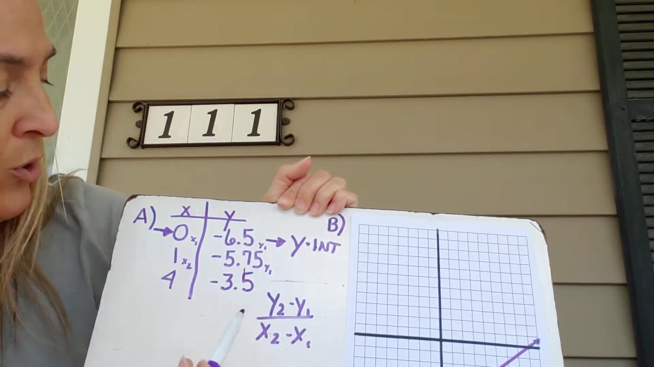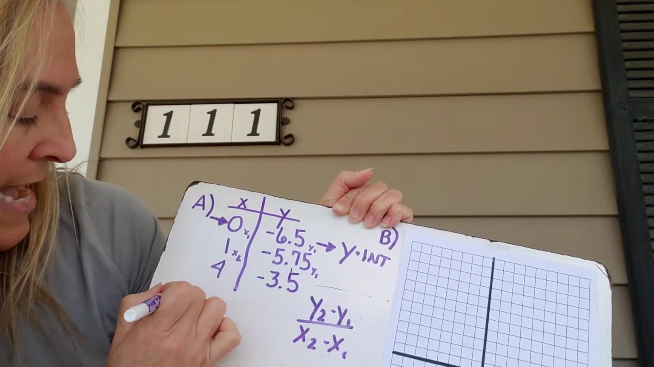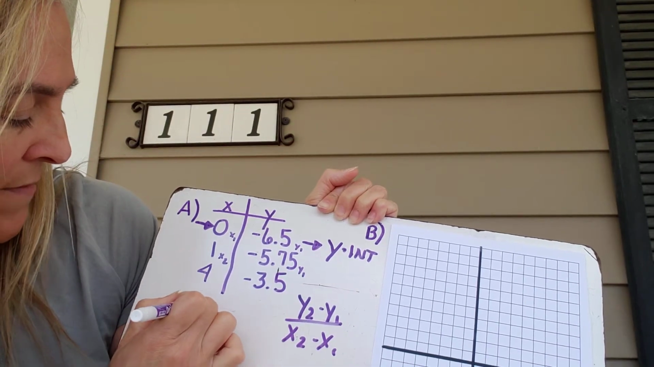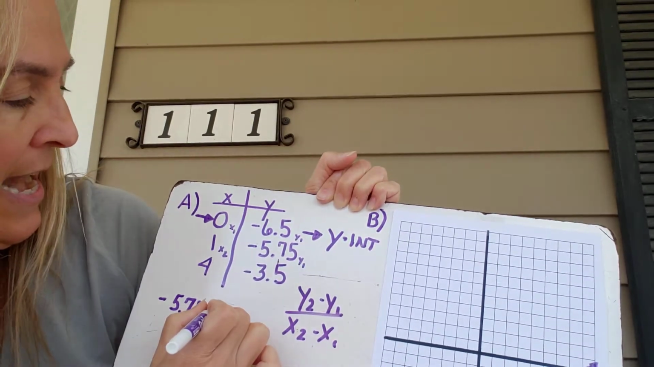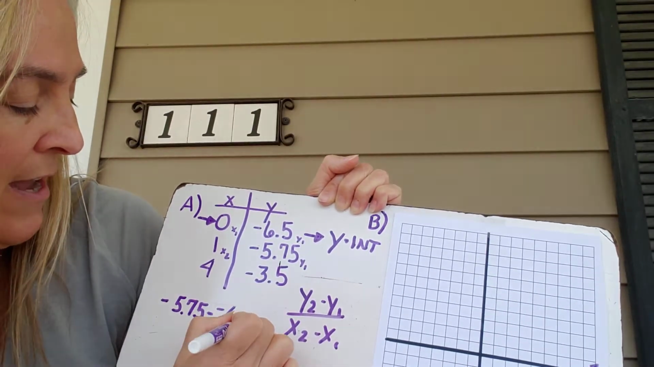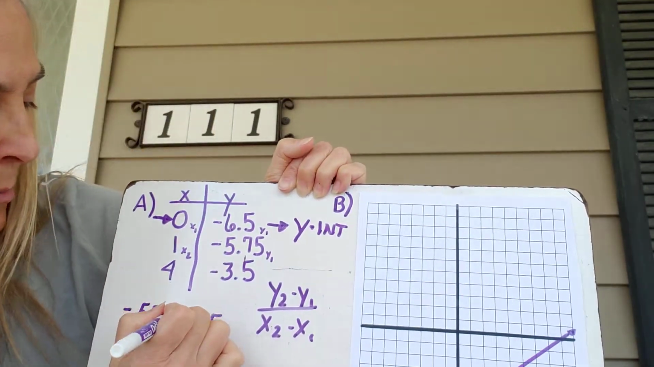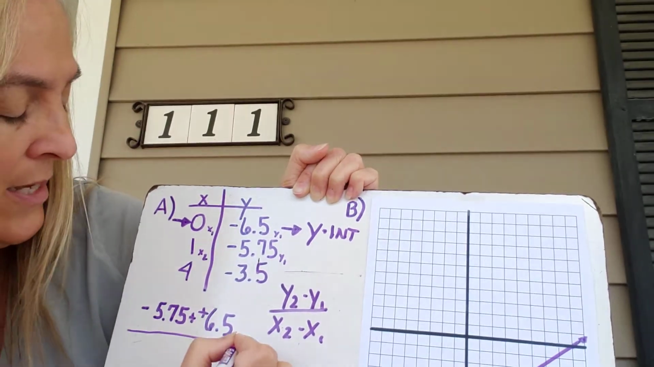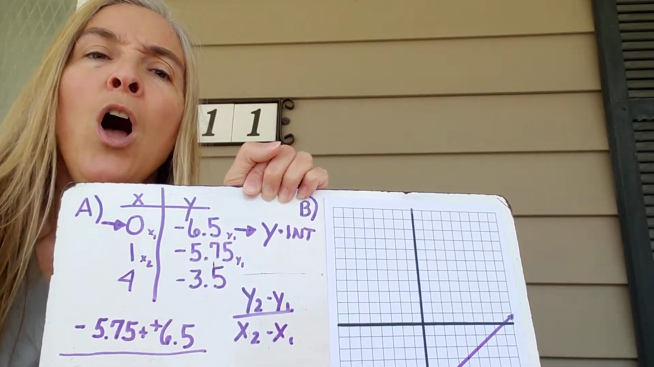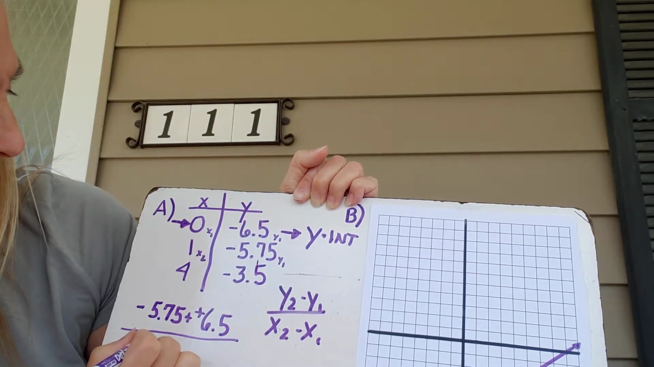So when you go to use your formula, you're going to say negative 5.75 minus a negative 6.5. Well, subtracting a negative, boom, boom, we get to add the opposite and make that a plus, over x2 minus x1, 1 minus 0.